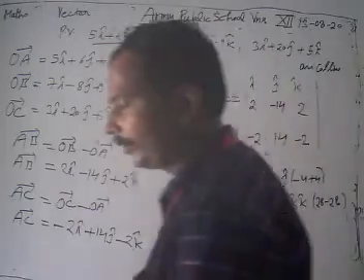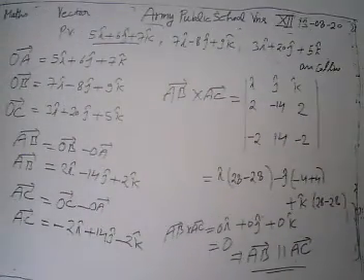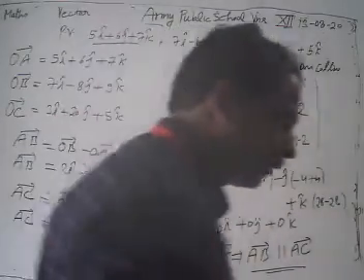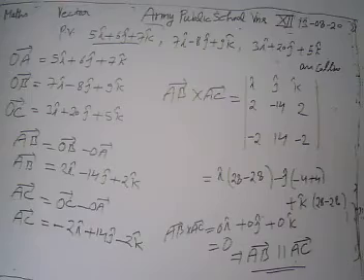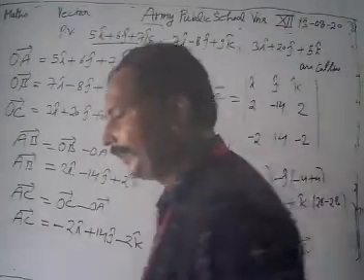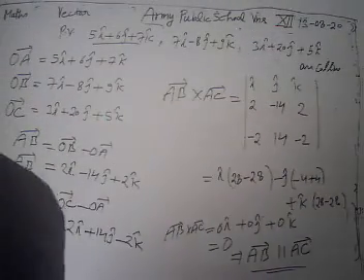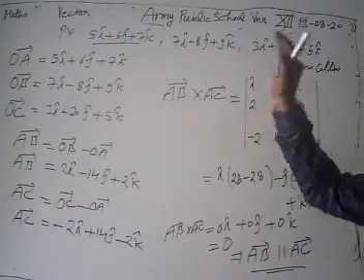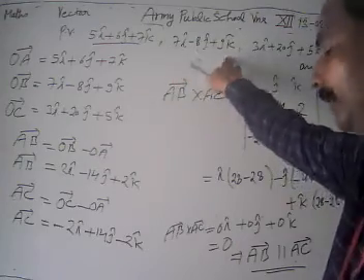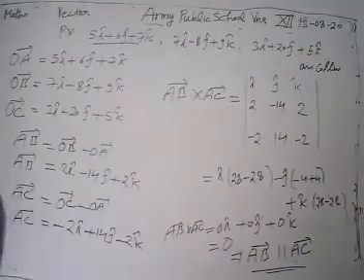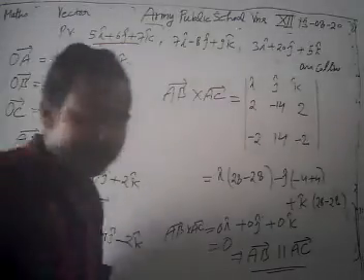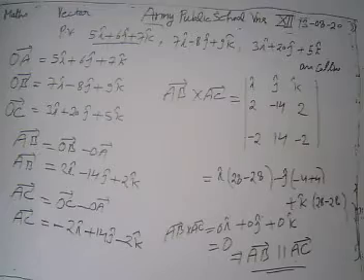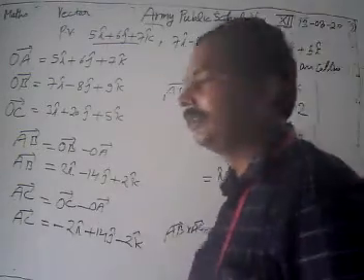Now we have shown that our vectors AB and AC are parallel to each other, and they also have the same origin A. What does it mean? It means these points A, B, C, all 3 points, are collinear. What we have to show is that these points, whose position vectors are given, are collinear.